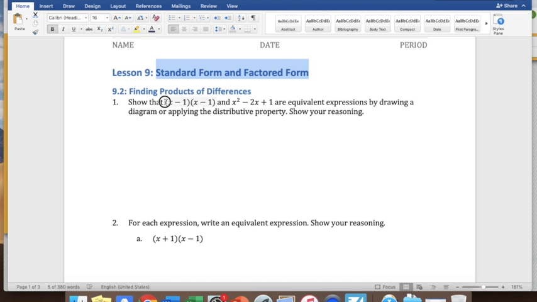So a lot of you said that you're comfortable with multiplying out stuff that looked like this, and we're going to do a lot of that today. So we're going to show that this is equivalent to this. And that's your little warm-up for today. Show that those two are equivalent either by drawing a diagram or by distributing. All right, so take a minute, and I'll show you both of those in just one moment.